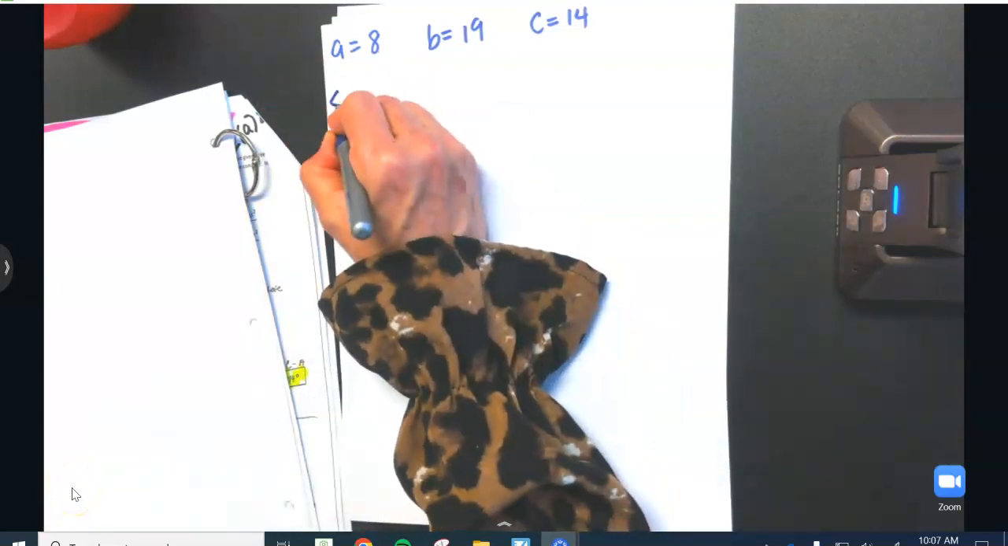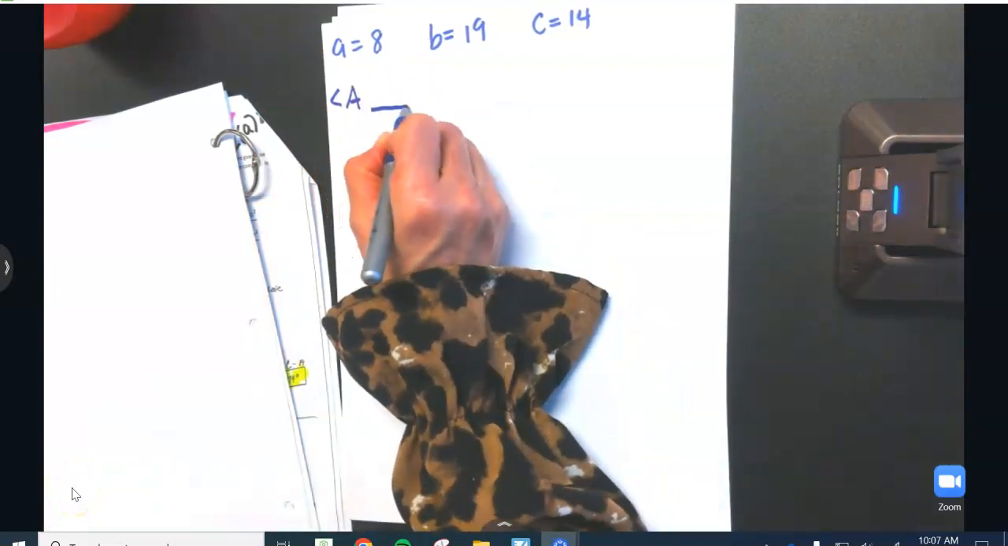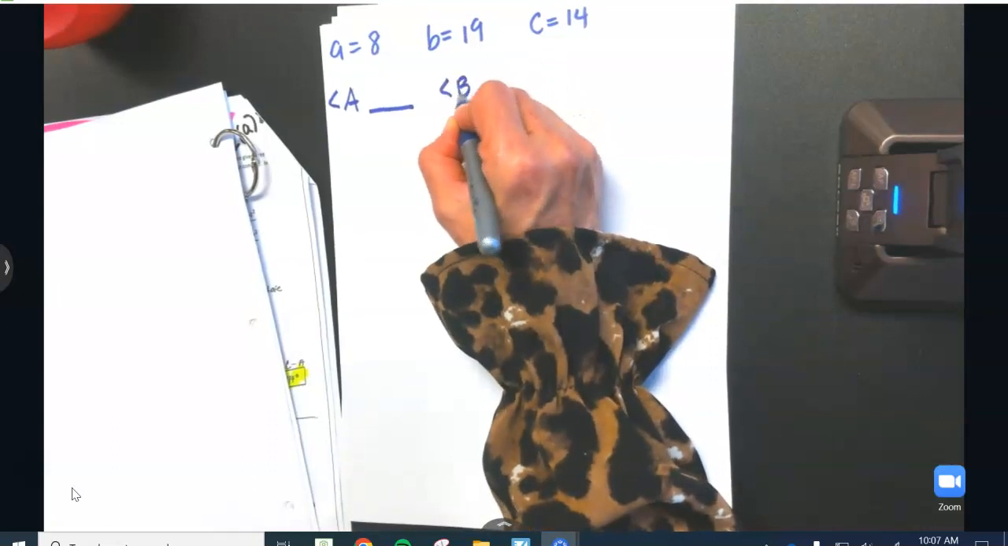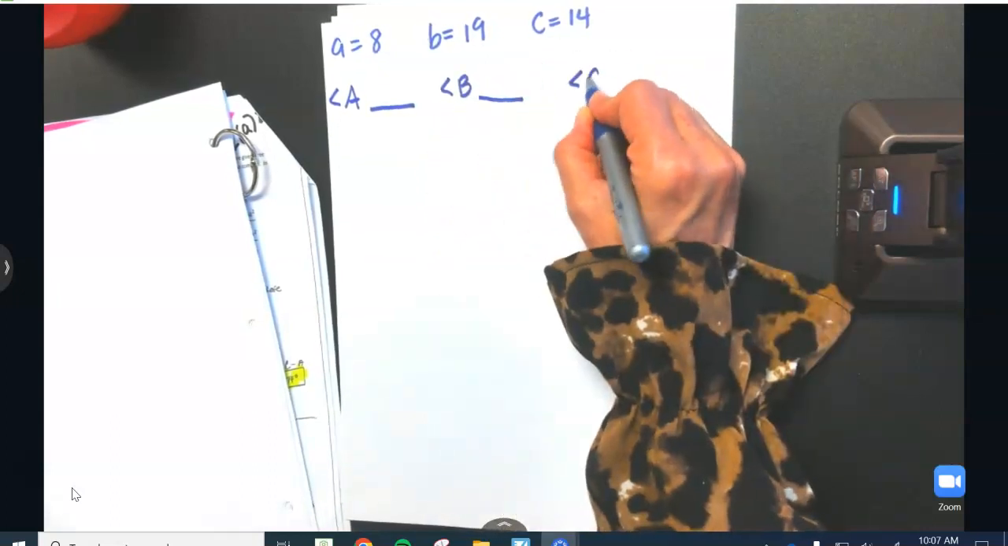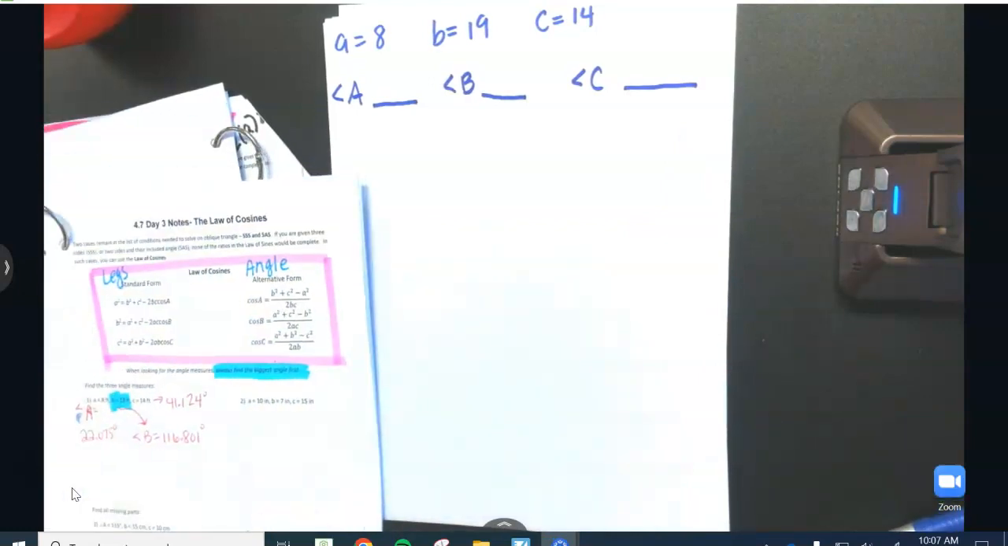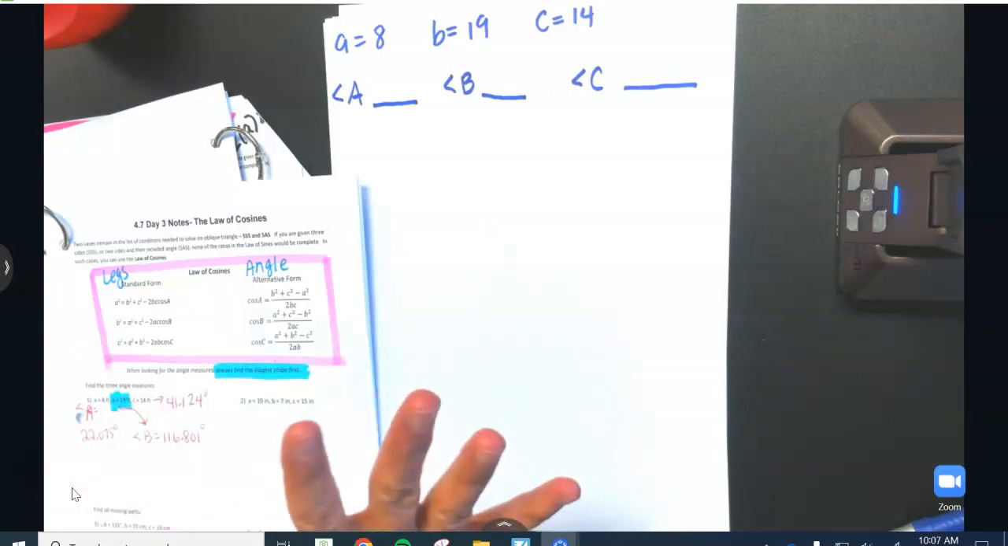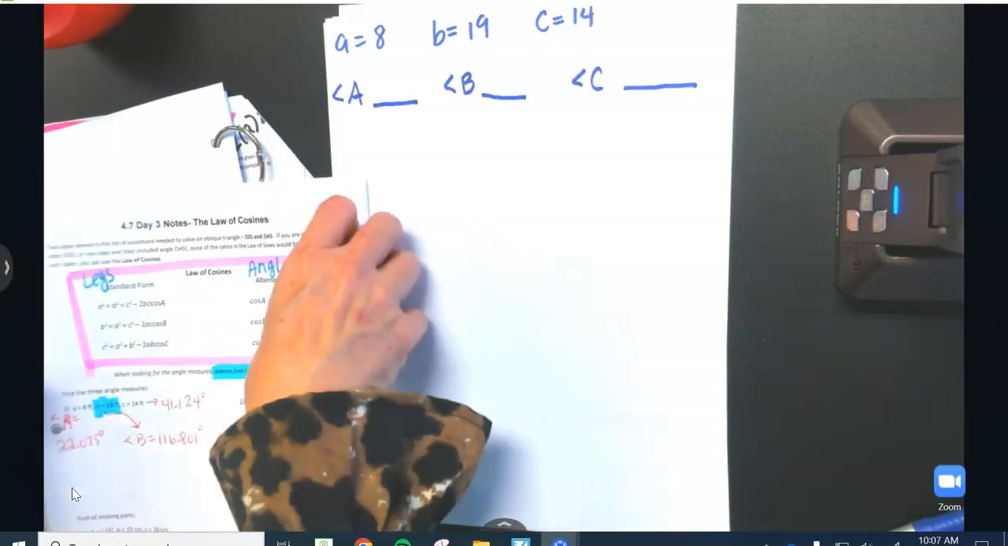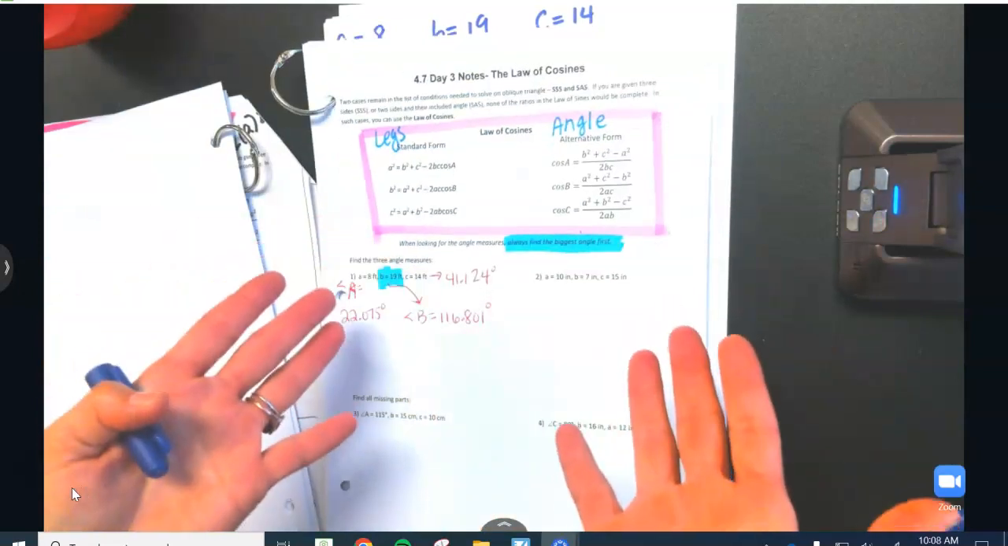We have this. We are missing angle A. We are missing angle B. And we are missing angle C. Now remember, what do we always use? Do we use lowercase letters or do we always use capital letters for angles? Always capital for angles. So let's look at our little thing here.